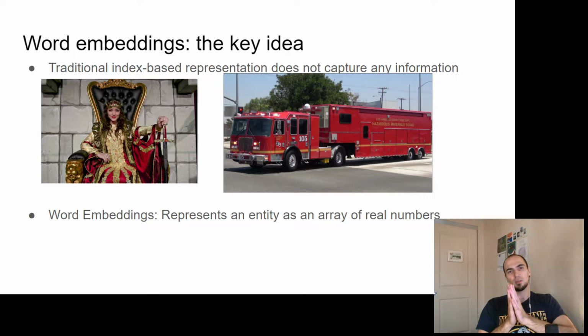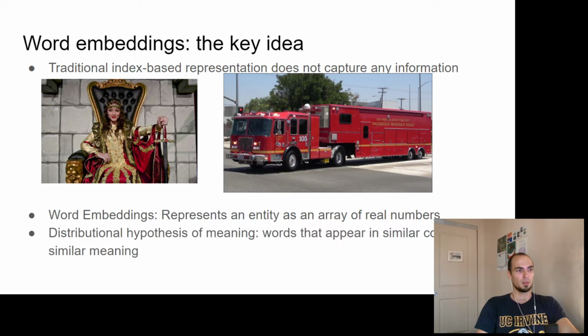So if we represent words as vectors in a multidimensional space, we have this natural notion of similarity. So we would like the word for mother to be closer to the word for dad than it is to the fire truck, and we would probably like the word for queen to be closer to a king than to a fire truck as well. So the idea is, I hope, clear.